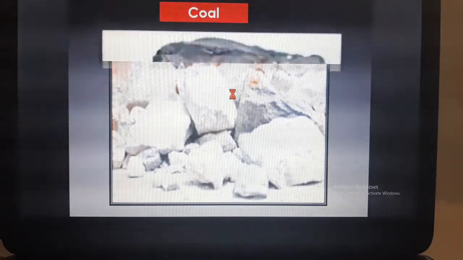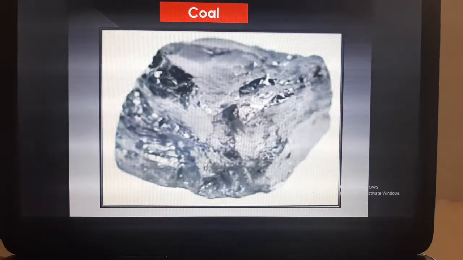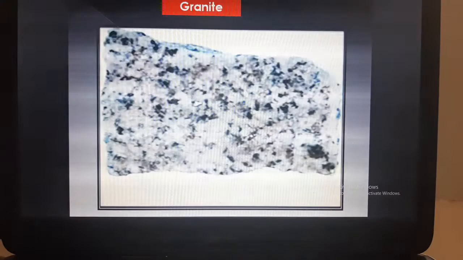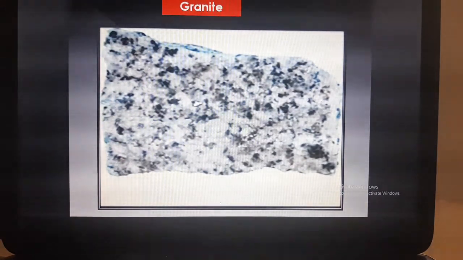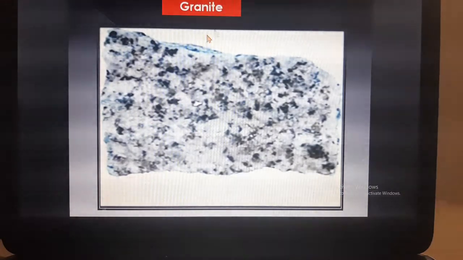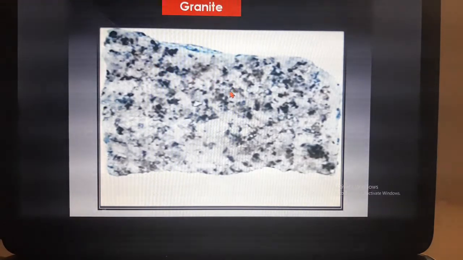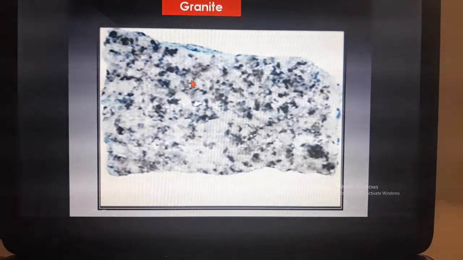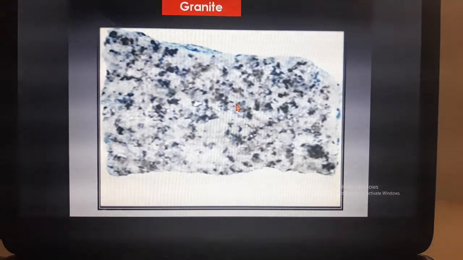Next stone is coal. It is very shiny and very hard. Next thing is granite. In this granite we can see granules, which means it looks like small stones. It is like the structure of small stones. So this is granite.